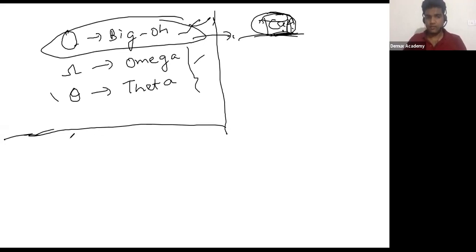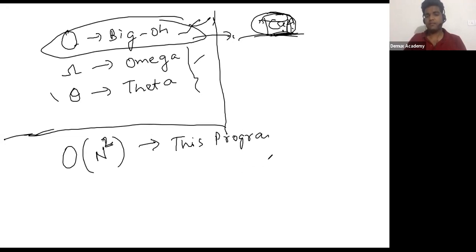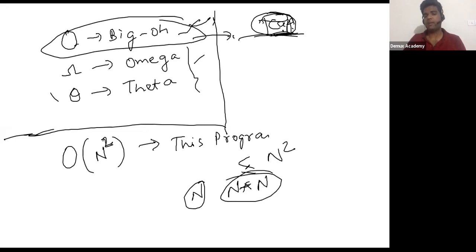And all these functions take the size of the input as a parameter. So for instance, if I do big O of n square, this basically means that this program is upper bounded by n square. So what does that mean? That means that if you take an input of size n, it cannot take more than roughly n into n time for running.